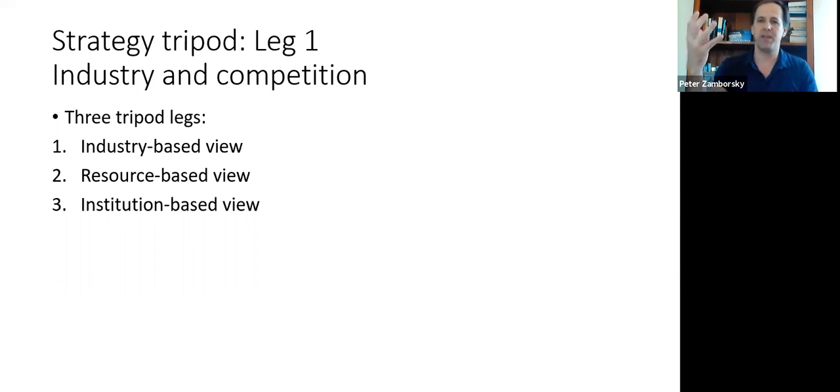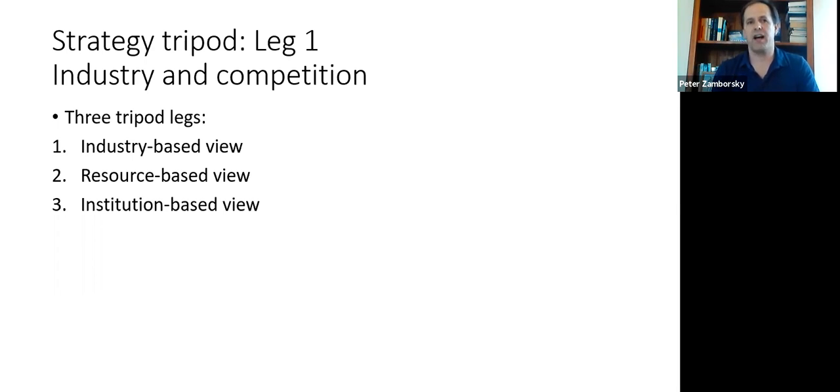So the topic of industry and competition is linked to Mike Porter's framework of a strategy tripod. Tripod means 3 legs of competitive and strategic analysis. The first one, most related to the actual competition, is industry-based view, dating back to Mike Porter's work and kind of the industrial economics tradition.